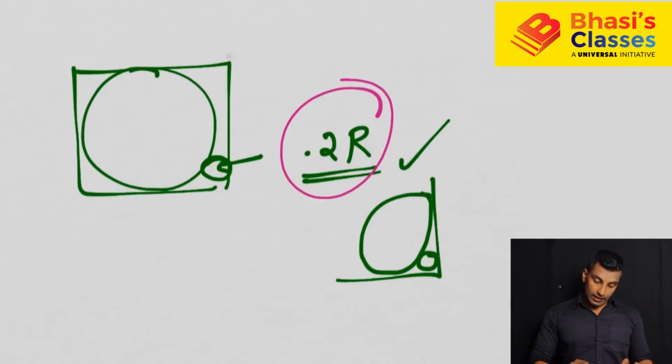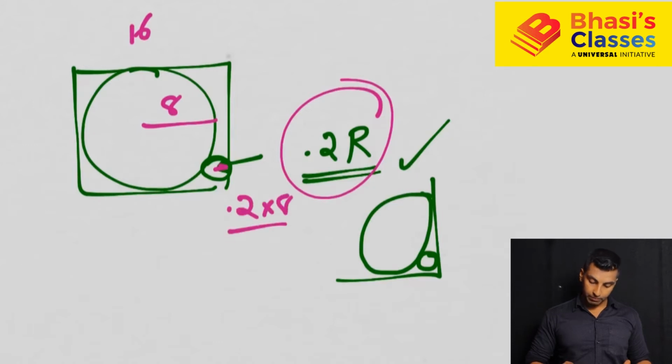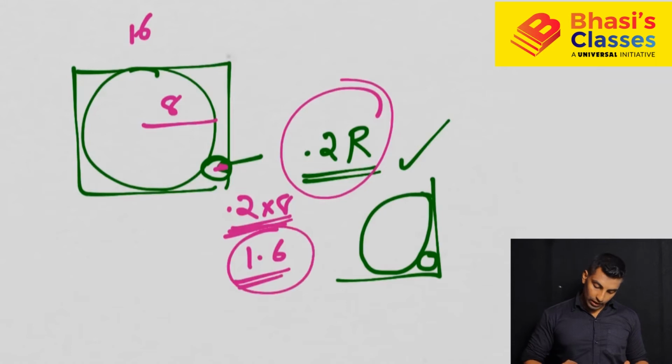Now sometimes this radius may not be given, but the side will be given. This is 16. Then what is this radius? 8. Then what is this? 0.2 into 8. That's it. So 0.2 into 8 is 1.6. Now you got this radius.